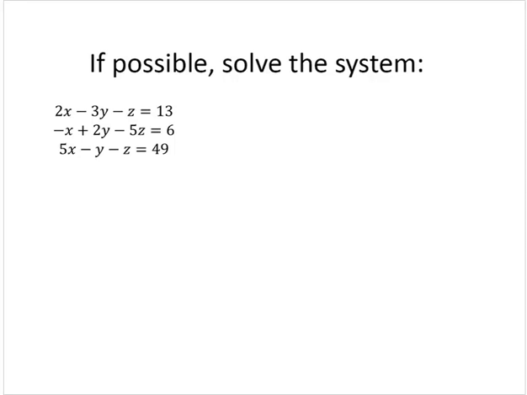Possible, solve the system. I'm going to use a matrix method to solve this system. So what I'm going to use is an augmented matrix and row operations. The first thing that I'll do is rewrite this in augmented form. So I could write the matrix 2, -3, -1, 13, -1, 2, -5, 6, 5, -1, -1, 49.